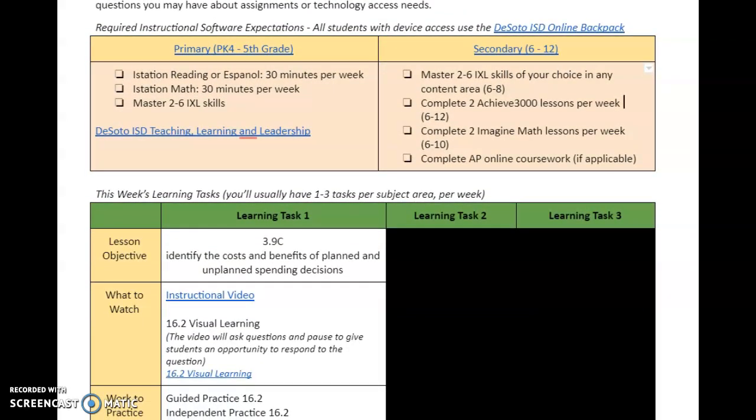Students are still required to meet instructional software expectations. Students should engage in iStation reading for 30 minutes per week, iStation math for 30 minutes per week, and master 2 to 6 skills on IXL. If you're unsure how to access the online learning platforms, please reach out to your child's teacher, or you may access video tutorials on the DeSoto ISD Anytime, Anywhere learning page.